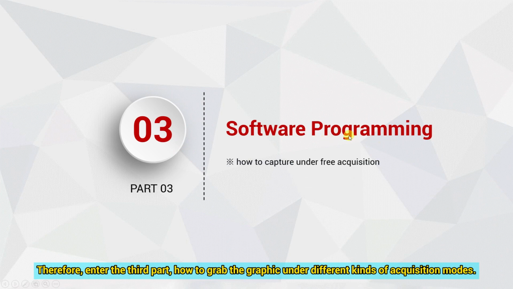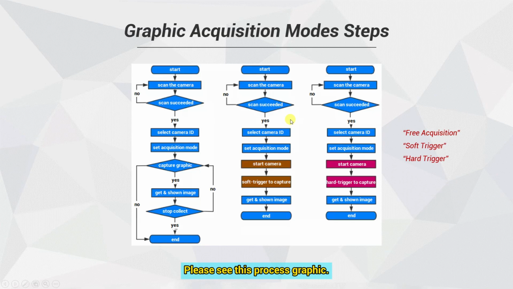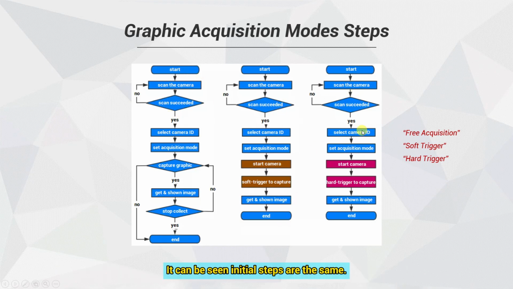Therefore, enter the third part: how to grab the graphic under different kinds of acquisition modes. Please see this process graphic. It shows how to do it step by step under free acquisition, hardware, and software trigger. The initial steps are the same. Scan the camera through checking their IP. When all cameras are found, please select the needed camera ID. Then, you need to choose which acquisition mode is used.